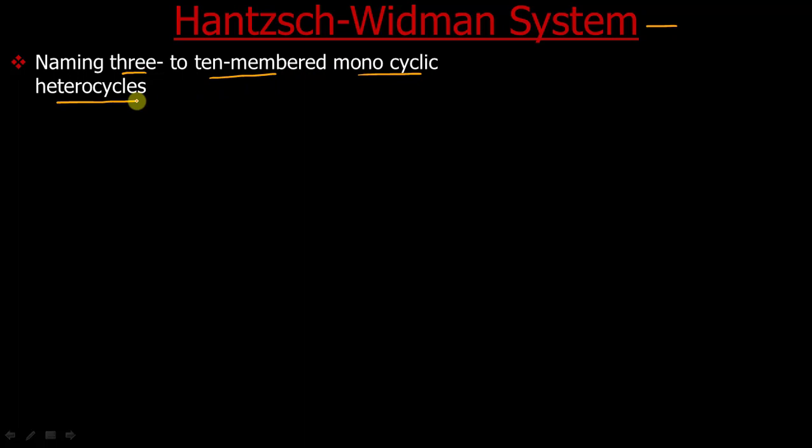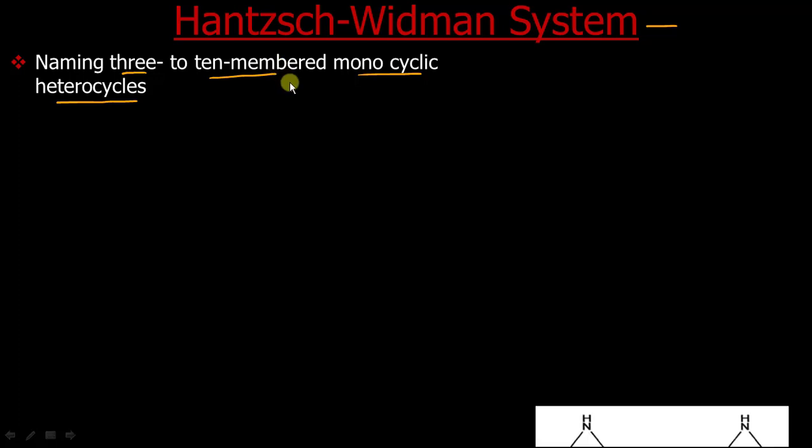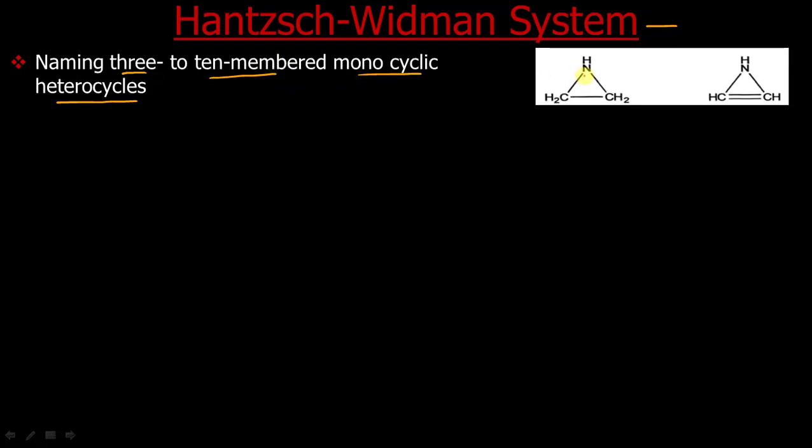So this system can only be used for naming those heterocycles which contain only one ring. Monocyclic means they contain one ring, and the ring size should be from 3 to 10 membered. This system is not used to name the heterocyclic compounds in which the number of atoms is more than 10. So it can be applicable only up to a maximum of 10 membered rings. So this is applicable to such type of system.